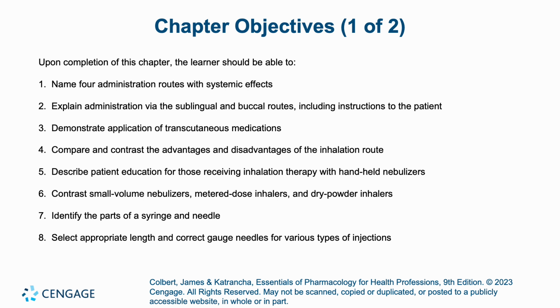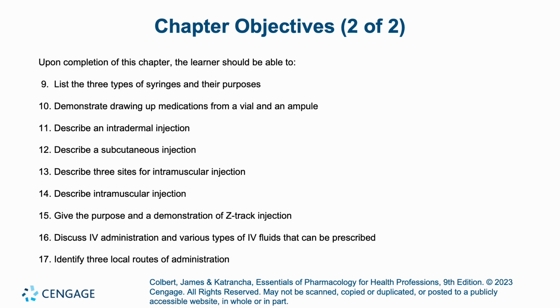contrast small volume nebulizers, metered dose inhalers, and dry powder inhalers, identify the parts of a syringe and needle, and select appropriate length and correct gauge needles for various types of injections. List the 3 types of syringes and their purposes. Demonstrate drawing up medications from a vial and an ampule.